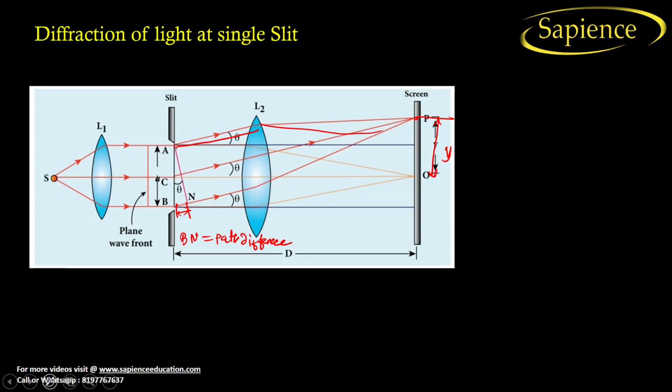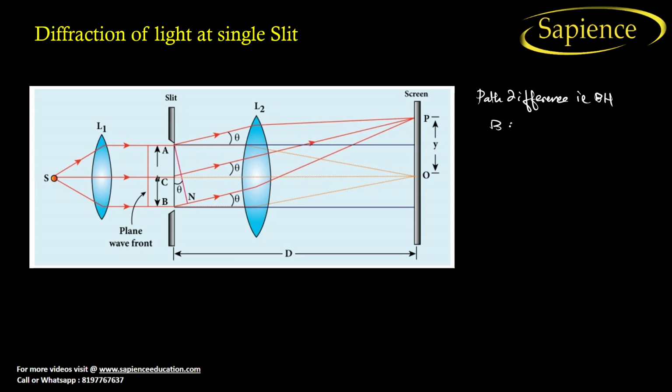Now from here we can also say that the path difference, that is Bn, can be written as a sin theta. Now you are thinking, what is a sin theta? So let us take this. The length of the slit is a, so this will become a sin theta.